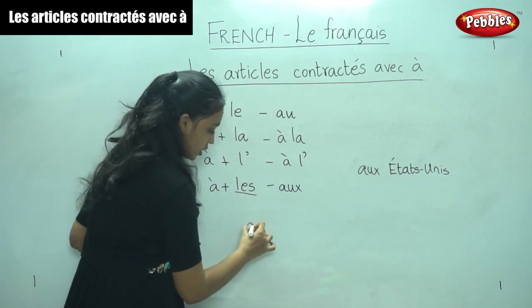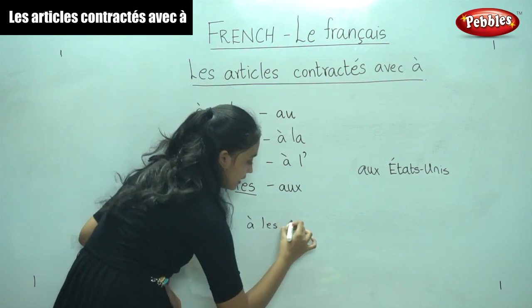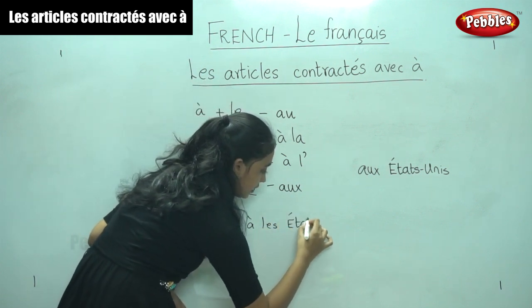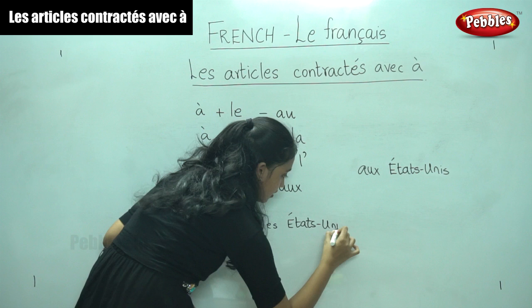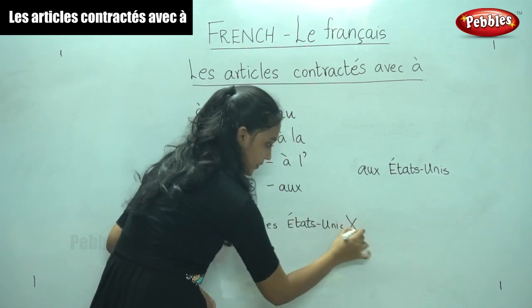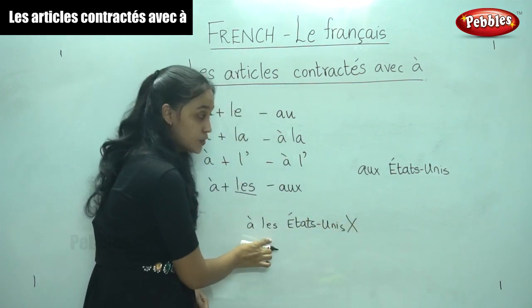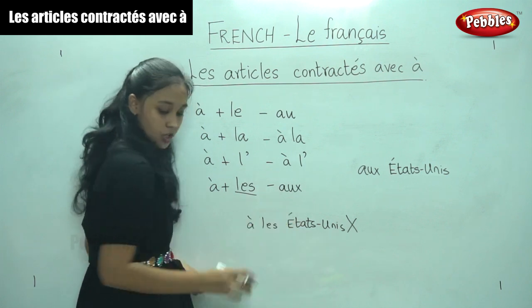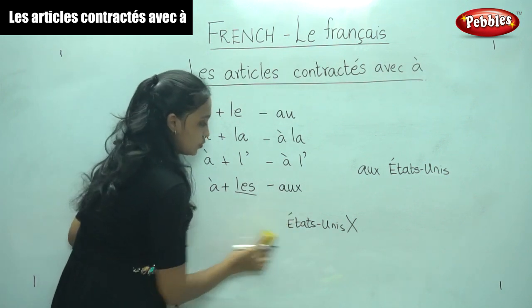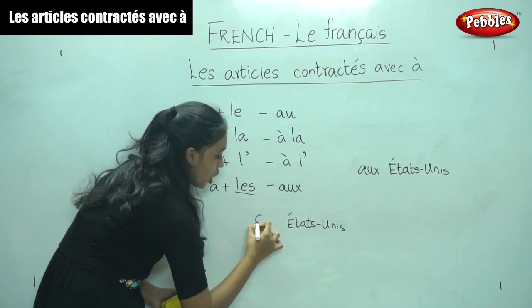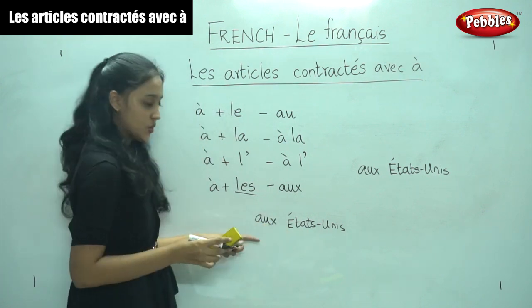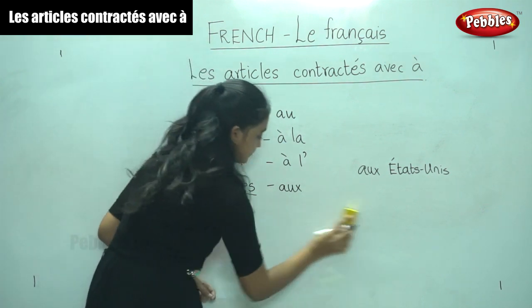We will not write à les. This is wrong. When à and les come together, it becomes aux. So, the correct expression would be to write aux. So, do you understand the use of this?